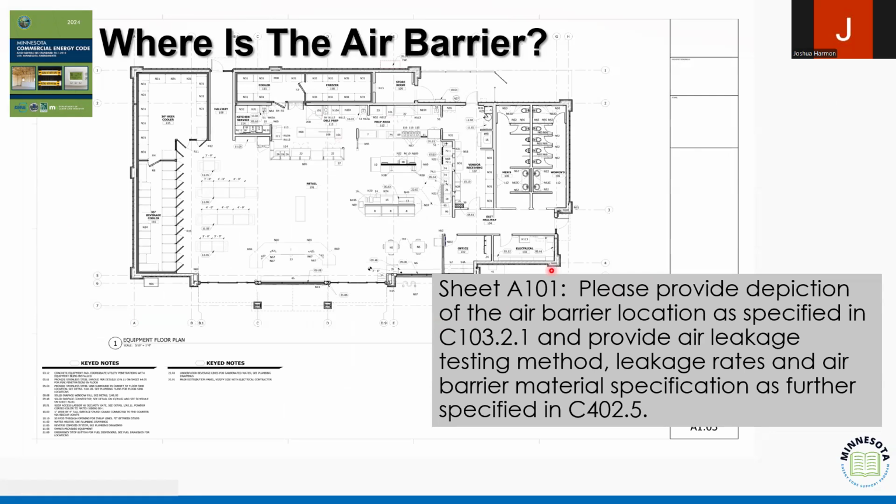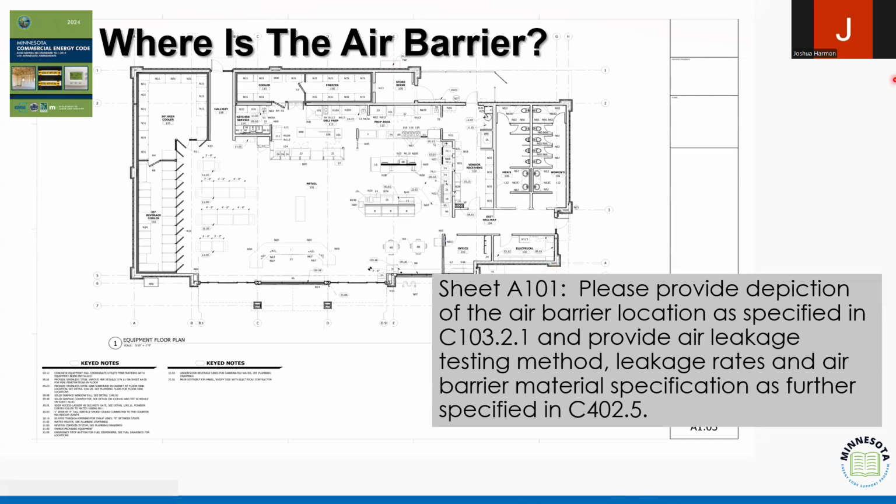Please provide depiction of the air barrier location as specified in... and then up, I've left up. This is from a different project, so ignore the improper code reference, right? This would be 5.4.3, right? And provide air leakage testing method, air leakage controls, air barrier material specifications is provided further.